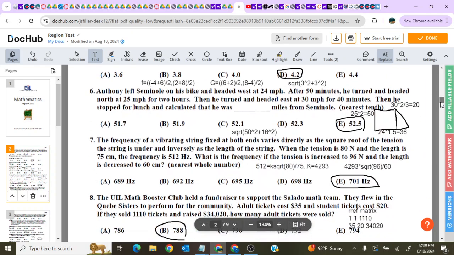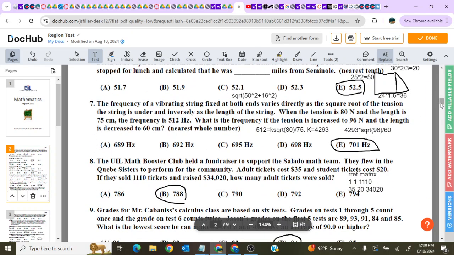Frequency of a vibrating string fixed on both ends varies directly as the square root of the tension and inversely with the length of the string. If the tension is 80 newtons and the length is 75 centimeters, the frequency is 512 hertz. What is the frequency if the tension is 96 and the length is 60?